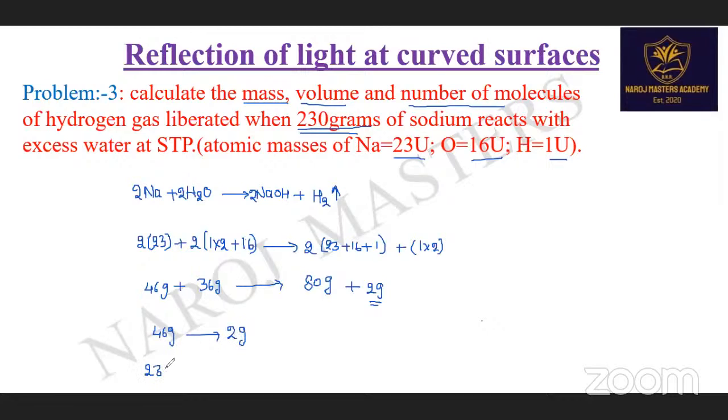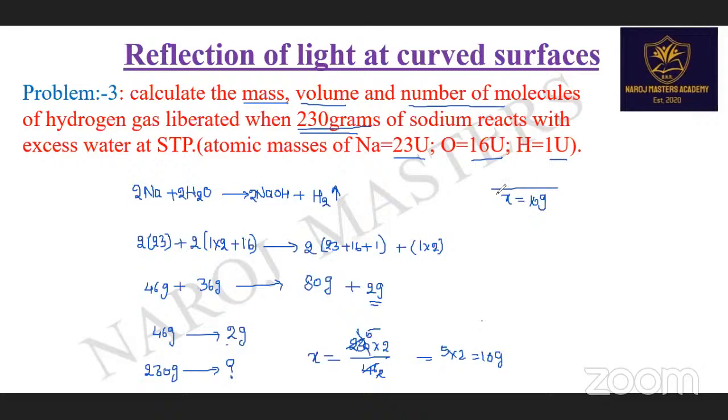Then 230 grams of sodium gives how much hydrogen gas? Do the cross multiplication. X is equal to 230 into 2 by 46. 23 once, 23 2 times, 230 is 10 times, so 2 into 5 is 10 grams. Then X is equal to 5 into 2, that equals 10 grams. So 10 grams of hydrogen. X is equal to 10 grams.